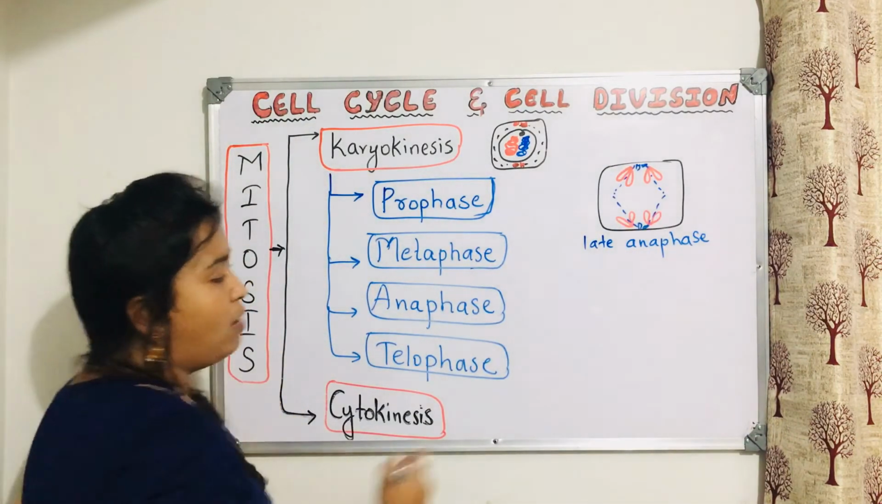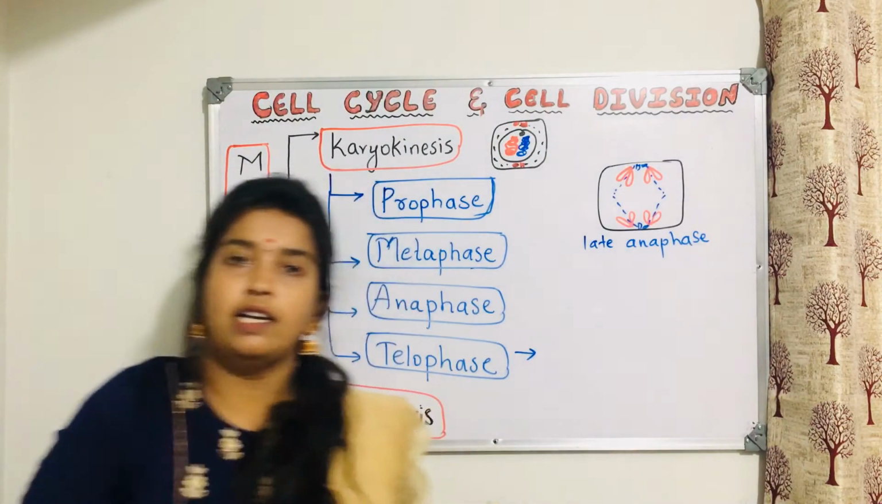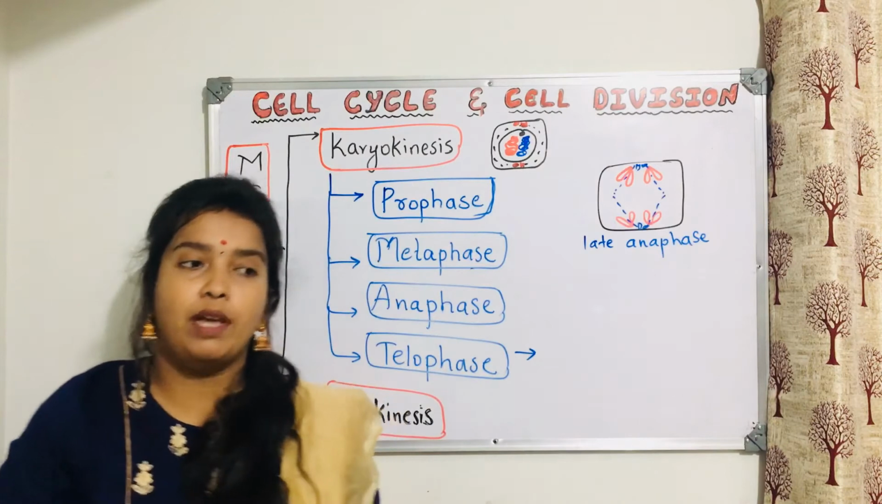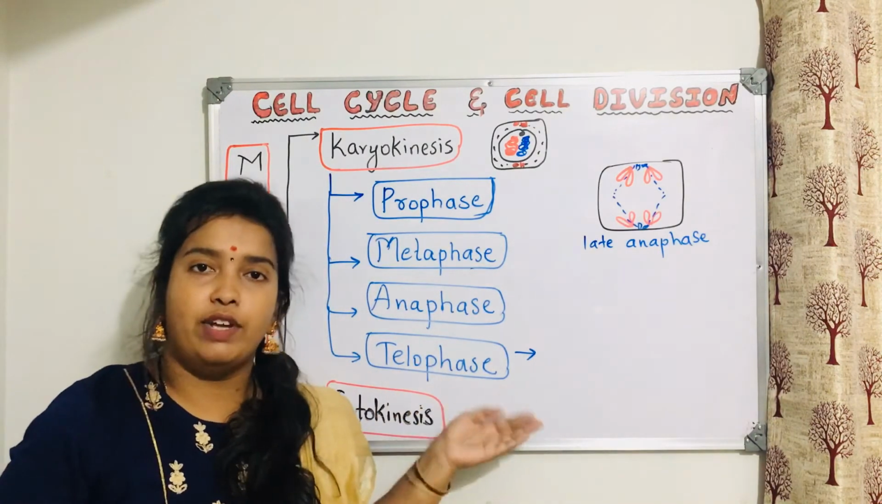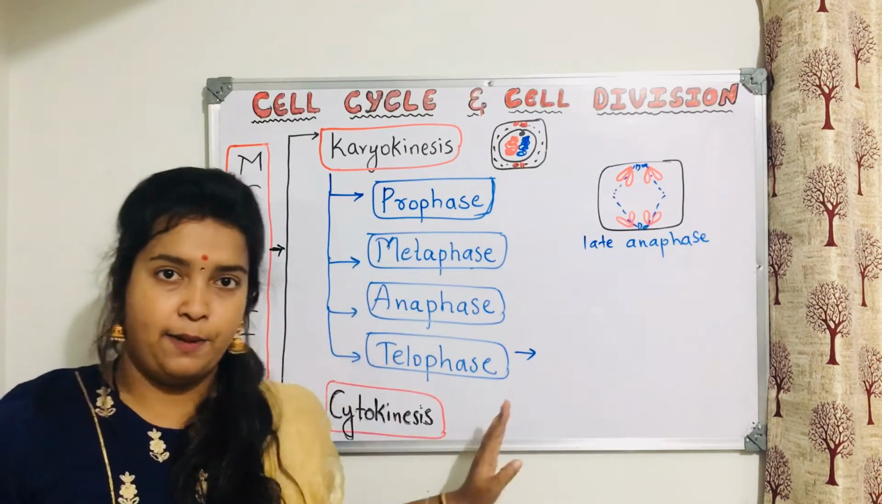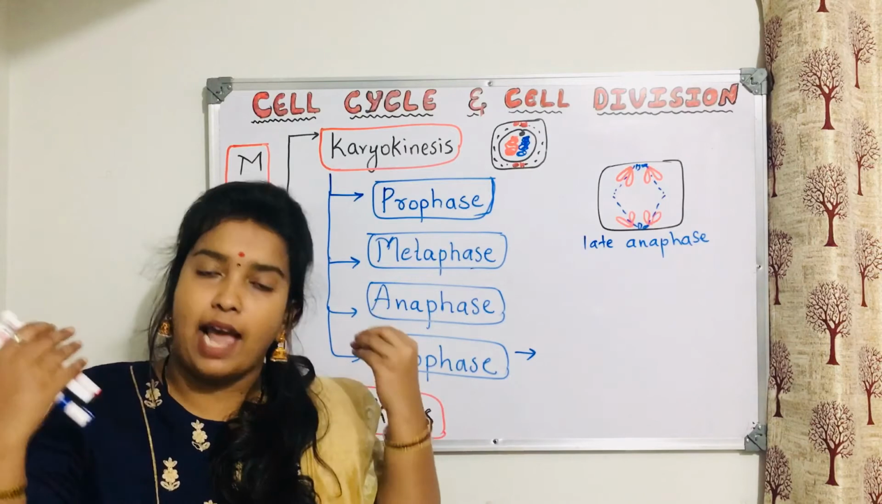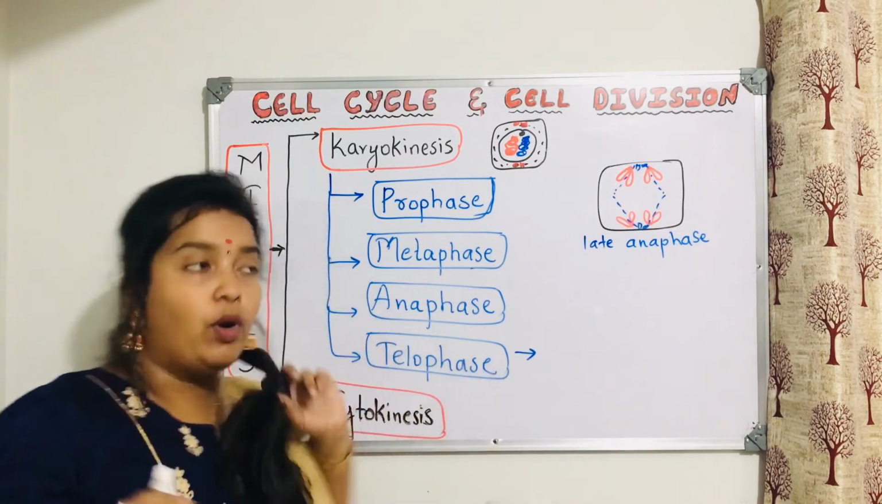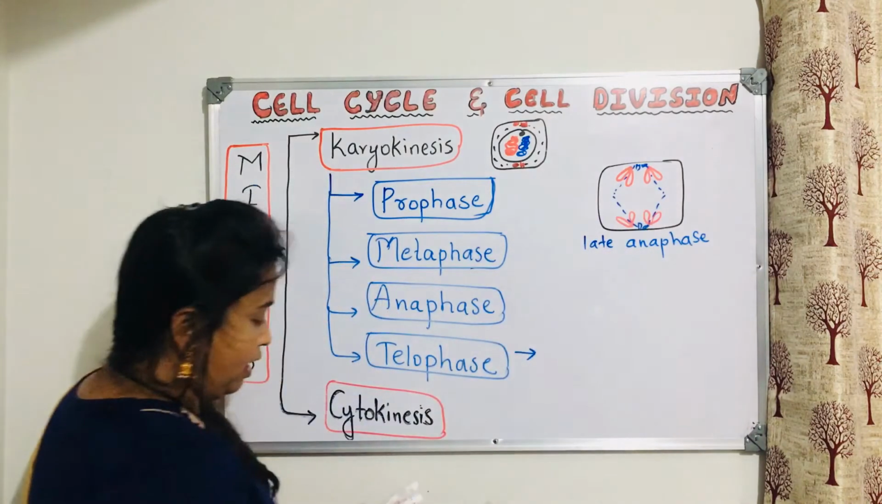Now we are talking about telophase. We have already done the telomere region in chromosome. Telomere means what? End. Yes or no? In the same way, telophase is the end of karyokinesis. Once the telophase phase is done, karyokinesis completes. So what will happen in telophase?